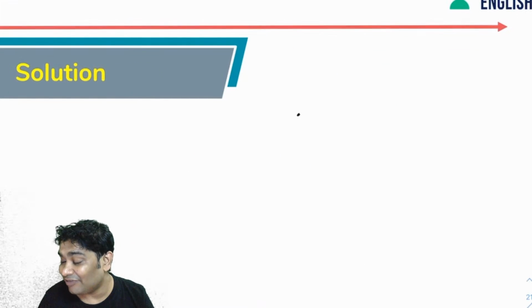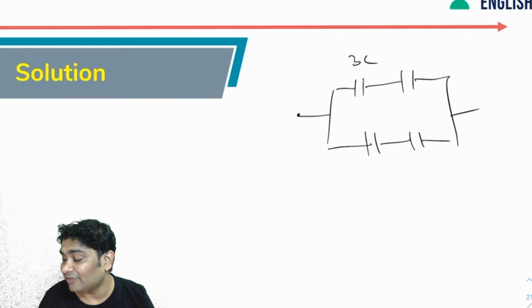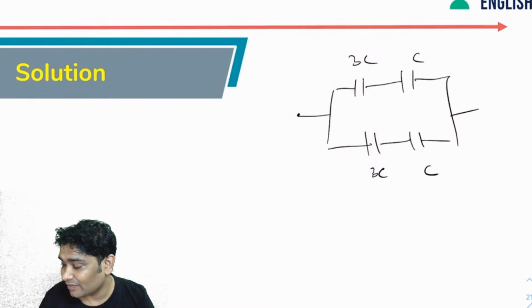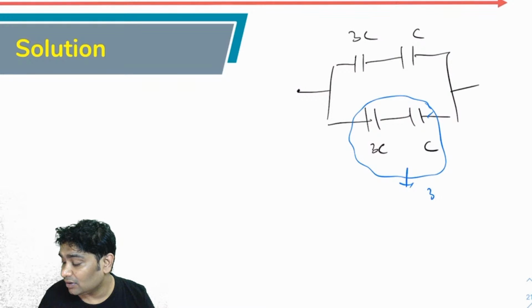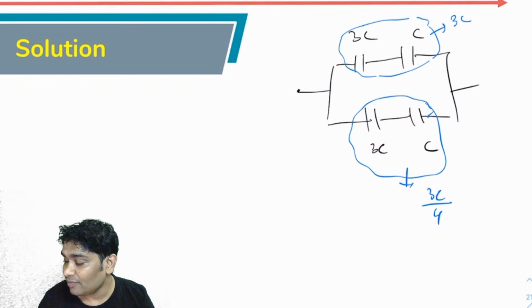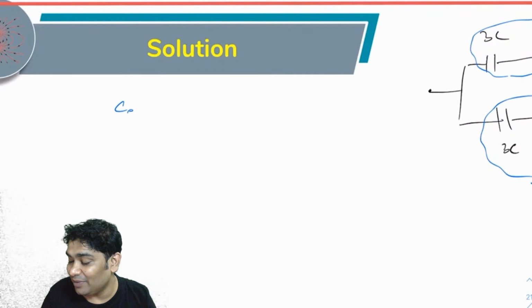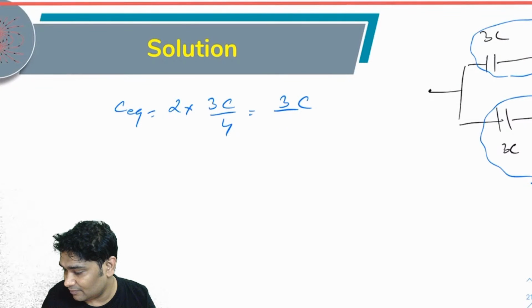You simply have 3C, 3C. So any one of those, the equivalent of this would be 3C by 4. Now both these are parallel, so C equivalent would be 2 into 3C by 4. That is 3C by 2. That is the correct answer.